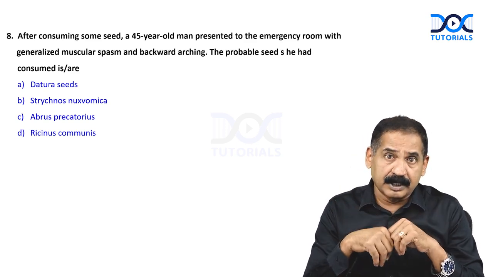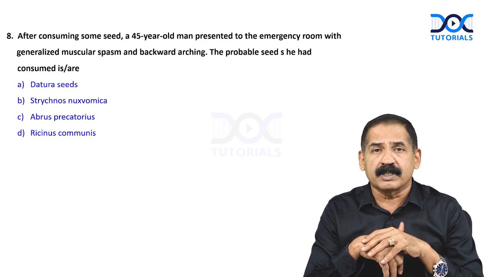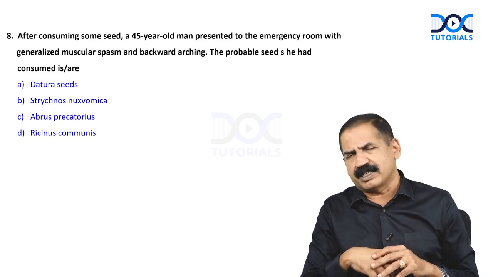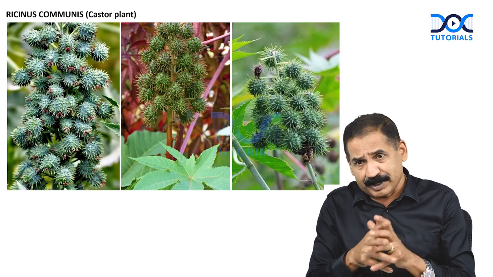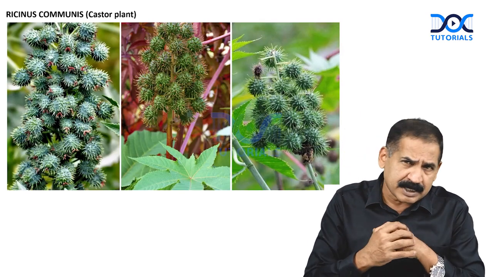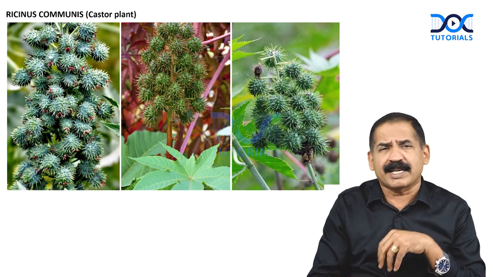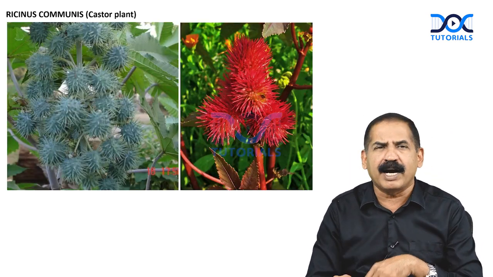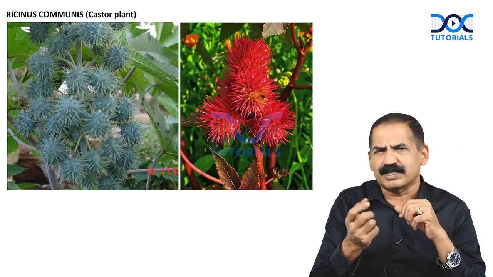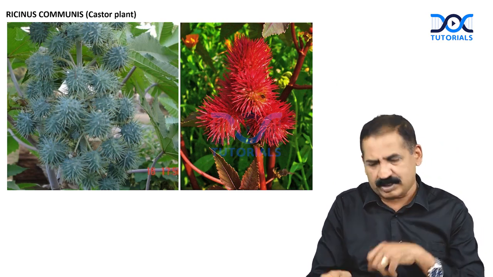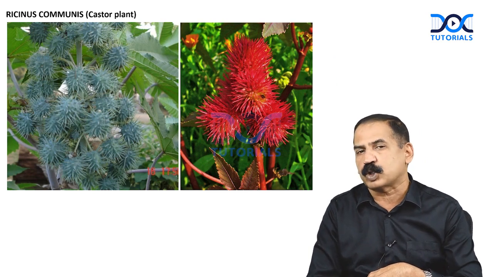Datura, I already spoke. Datura does not give rise to backward arcing. All of you already know the answer. Anyway, for the purpose of discussion, let me discuss. Ricinus communis means castor plant. Castor plant, you can see it has multiple soft thorns, not hard thorns like Datura.